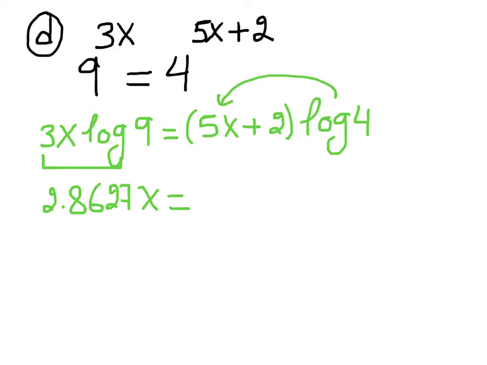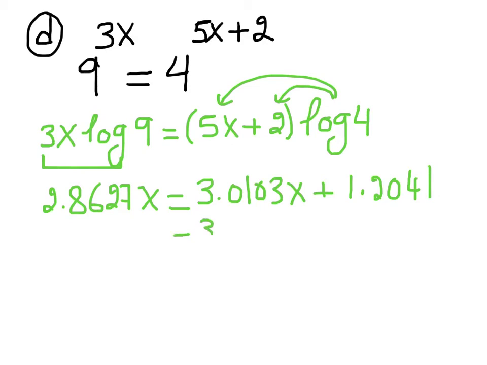5 log of 4 gives us 3.0103x. And if you multiply it by 2, 2 times log of 4, that'll give us 1.2041. I want you to subtract this number from both sides and solve for x.